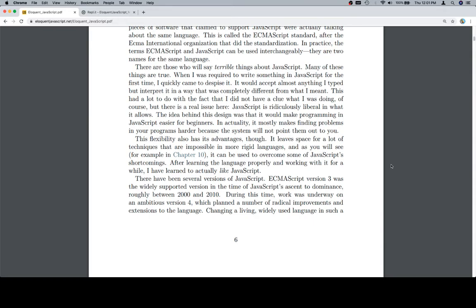There have been several versions of JavaScript. ECMAScript version 3 was the widely supported version in the time of JavaScript's ascent to dominance, roughly between 2000 and 2010. During this time, work was underway on an ambitious version 4, which planned a number of radical improvements and extensions to the language.